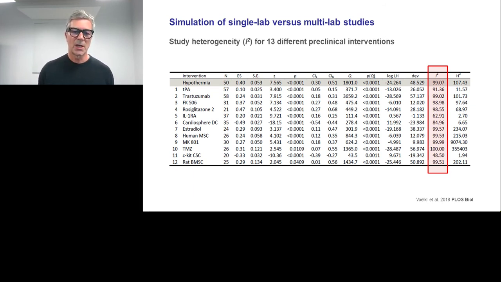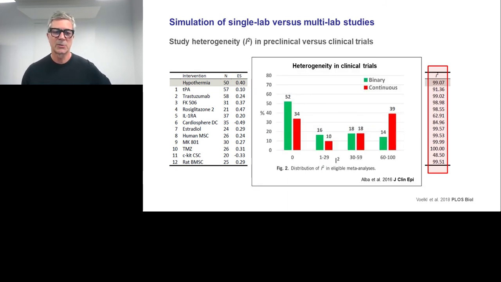And this is a huge heterogeneity, which of course can be explained by the high degree of standardization within studies and the much lower degree of standardization between studies. And when we compare this with human clinical trials, you can see that this is a completely different pattern. Even though in human clinical trials there are studies where you find large heterogeneities of 60 to 100%, the proportion of studies in which you find much lower values of heterogeneity is much higher in clinical trials.